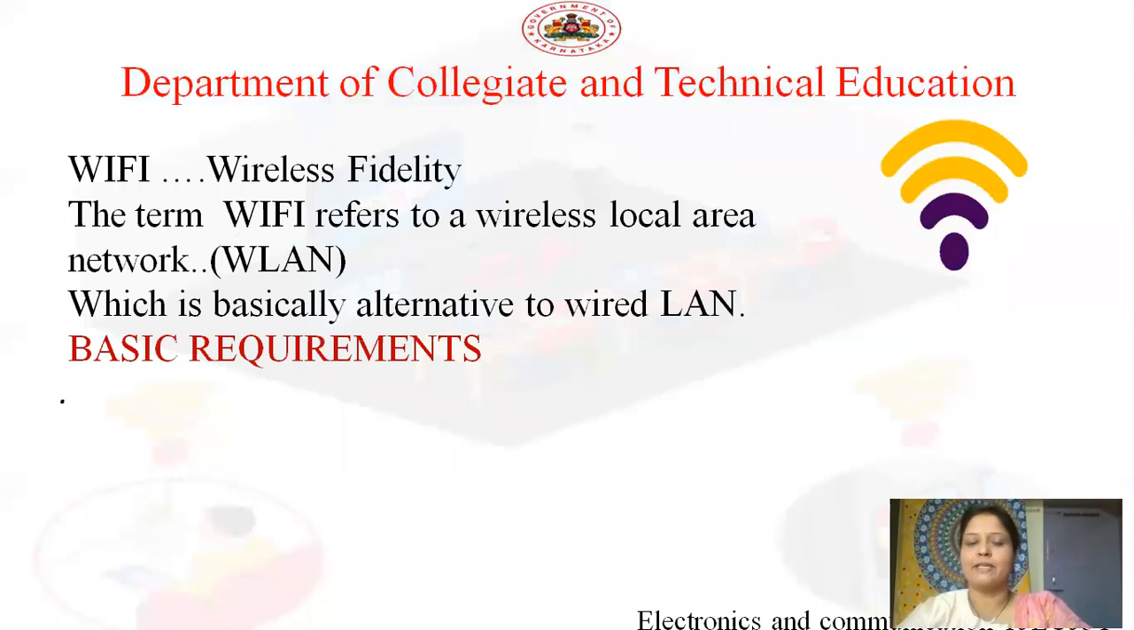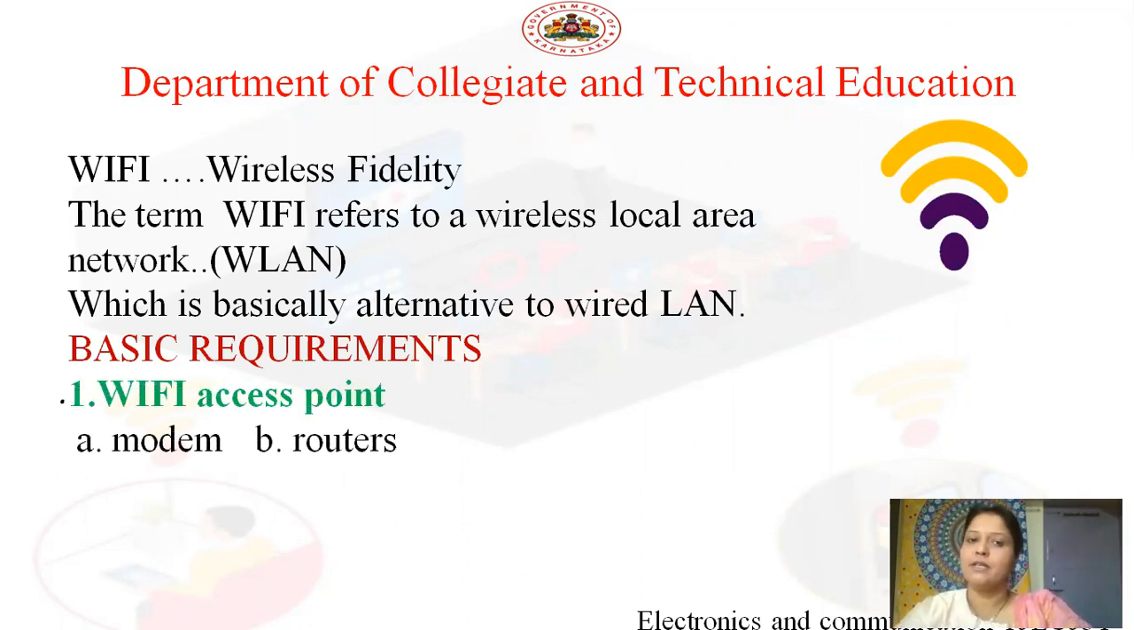What are the basic requirements to establish Wi-Fi? The first one is the Wi-Fi access point, a modem and the routers. We need the modem, which converts the analog signal into digital format, and also the routers. The router's main job is to convert those telephone line signals into radio wave signals. Therefore, these two points combined, we will call the access point.